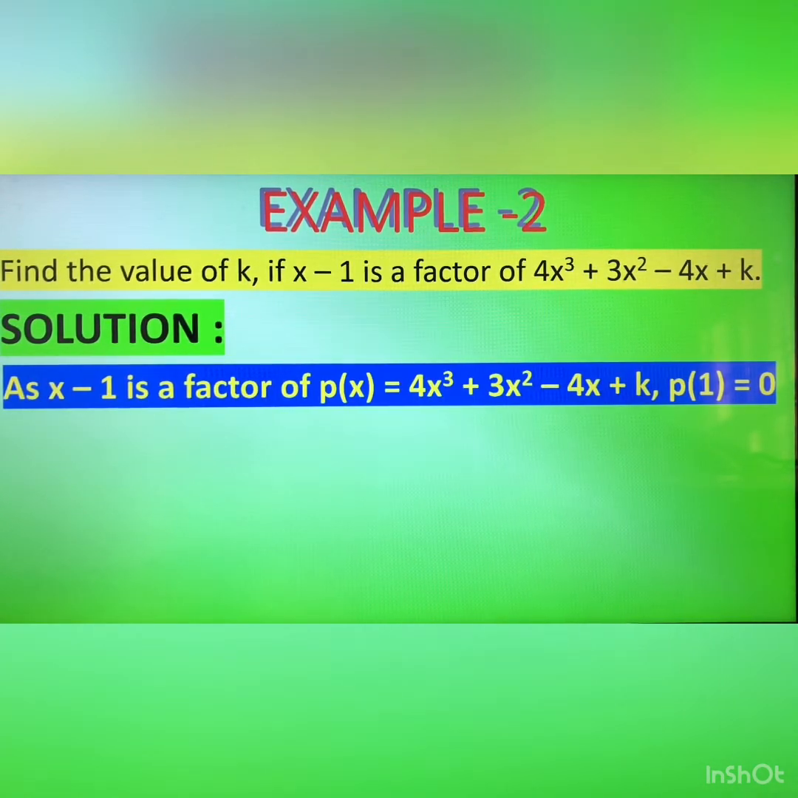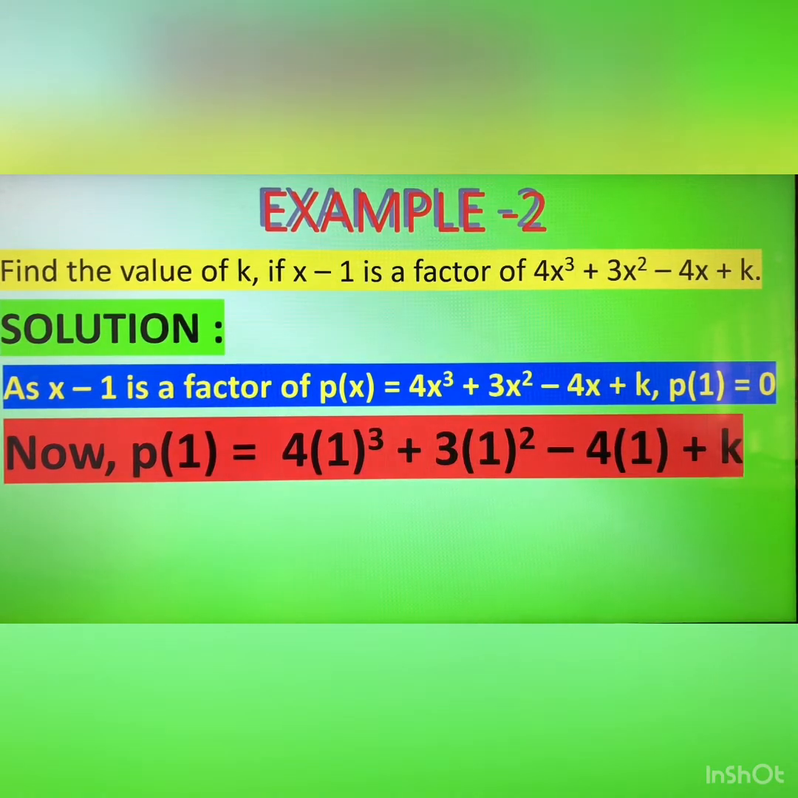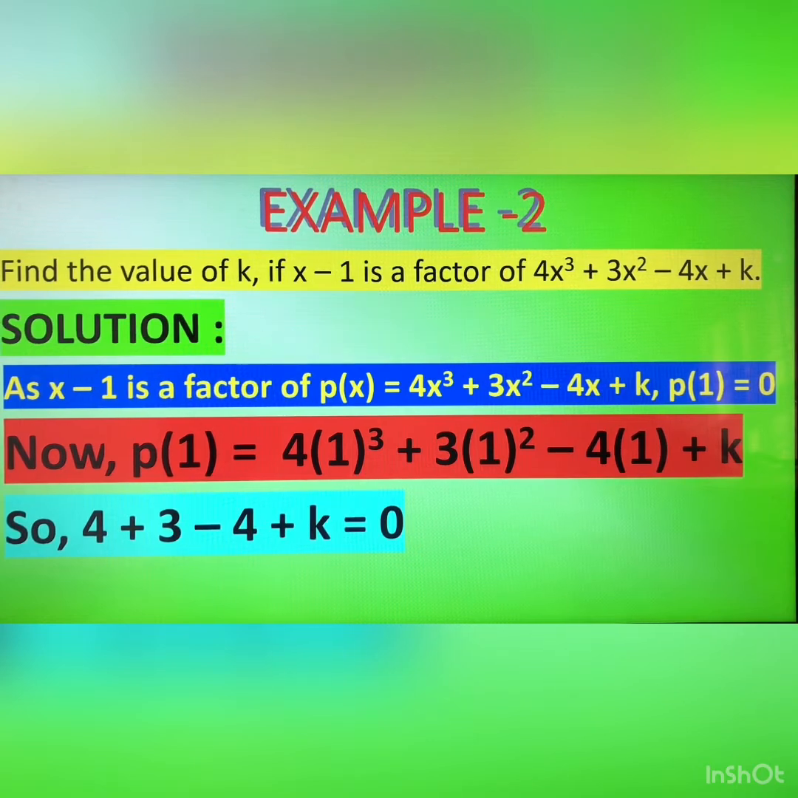x minus 1 is a factor of p(x) equal to 4x cube plus 3x square minus 4x plus k. Then p(1) equals 0. So, check now. Putting 1 in place of x, you will get p(1) equal to 4 into 1 cube plus 3 into 1 square minus 4 into 1 plus k. On solving this, we will get 4 plus 3 minus 4 plus k equal to 0.